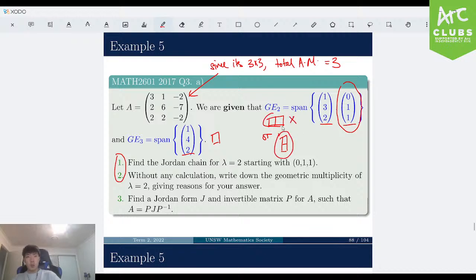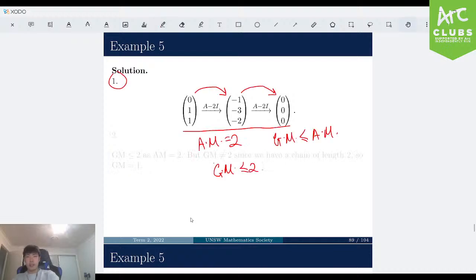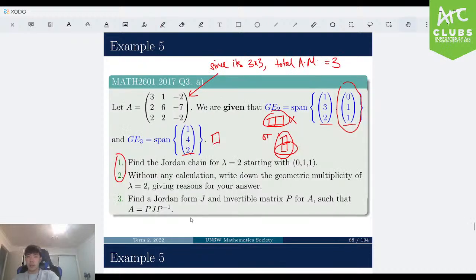Because this one would just be 2 Jordan chains of length 1, but we want 1 Jordan chain of length 2. And so obviously just by the block diagram, our geometric multiplicity would just be 1, because that's the number of blocks on the base of our block diagram. And so we can conclude that our GM equals 1. Again, I hope that makes sense and shows you how powerful the block diagram is.